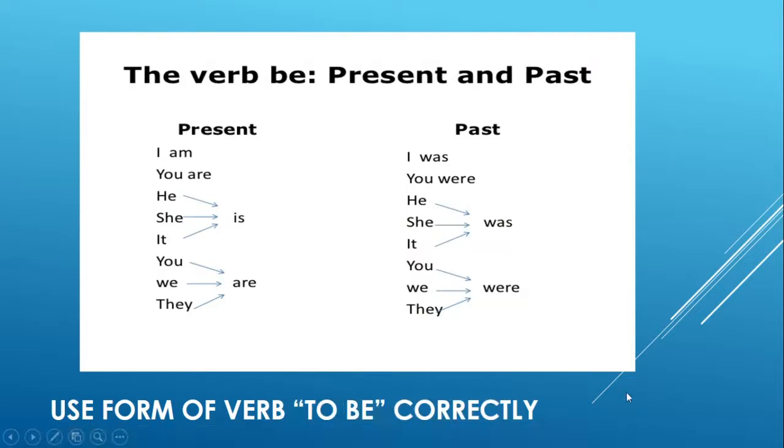Now, use the form of the verb to be correctly. Here in the present, you have I am. The pronoun I is always going to be married with am. I am a professor. I am at home. Estar y ser. You are. Okay, you are a student. You are watching my video.